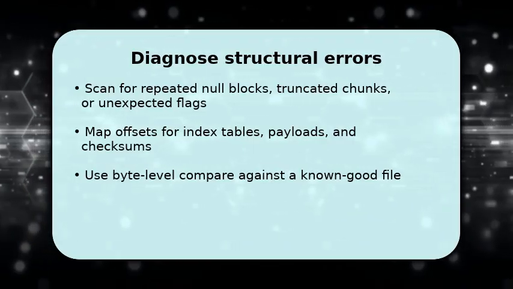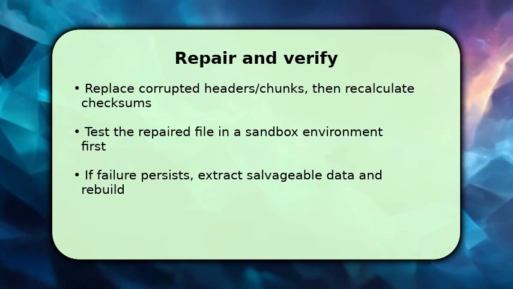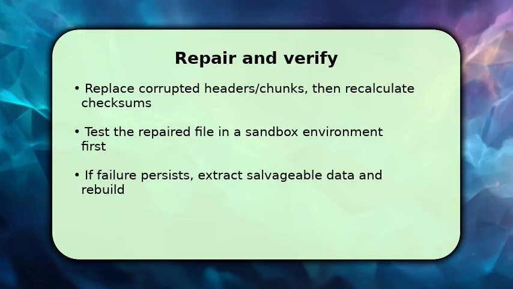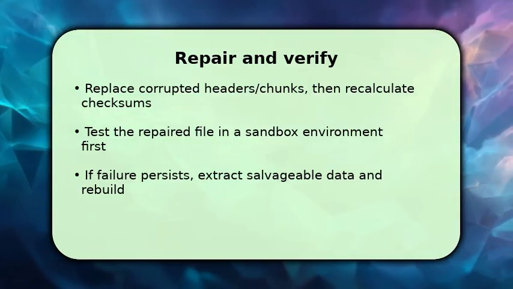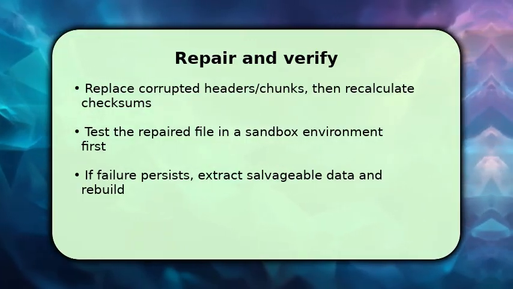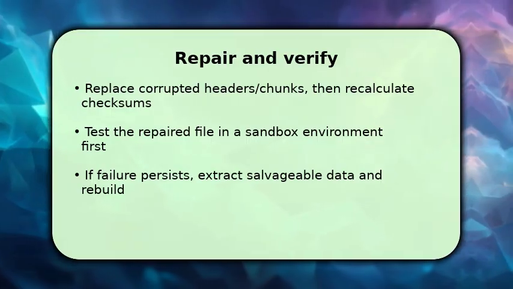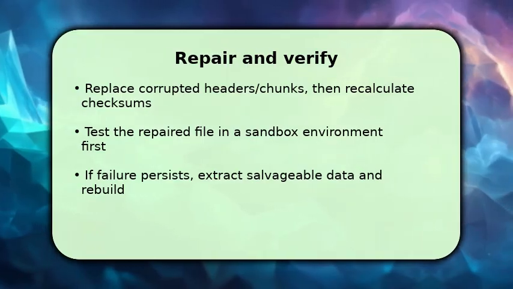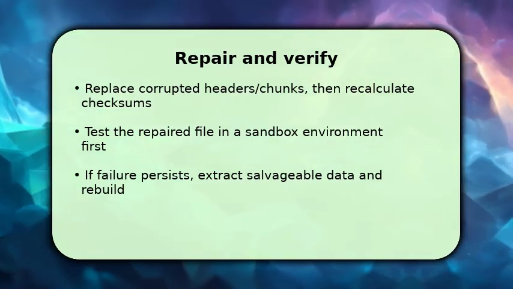Finally, you perform repairs. Overwrite corrupted headers or misplaced index entries with correct bytes, then recalculate checksums so integrity checks pass. Once repaired, run the file in a sandbox or test instance to confirm functionality before restoring to production. Make sure to log every change and keep incremental backups.